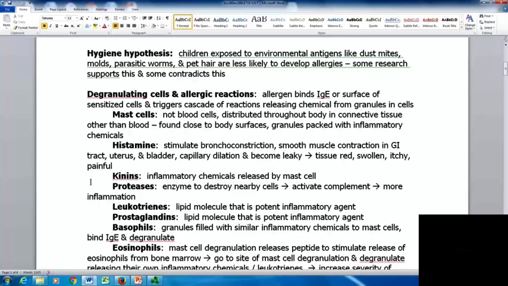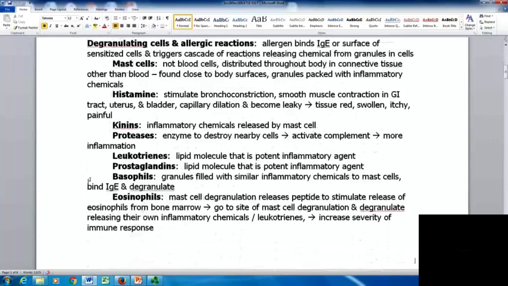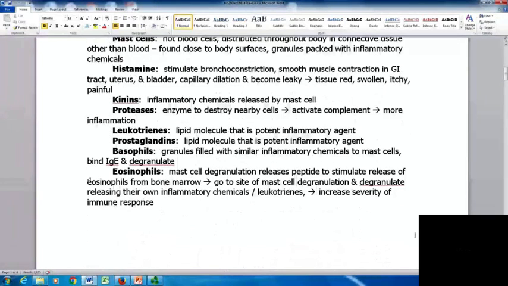Your proteases are enzymes to destroy nearby cells. They'll activate complement and then lead to even more inflammation. Your leukotrienes are lipid molecules that are potent inflammatory agents, as well as the prostaglandins that are going to be potent inflammatory agents. The basophils have granules that are filled with similar inflammatory chemicals to the mast cells. They'll bind IgE and degranulate.